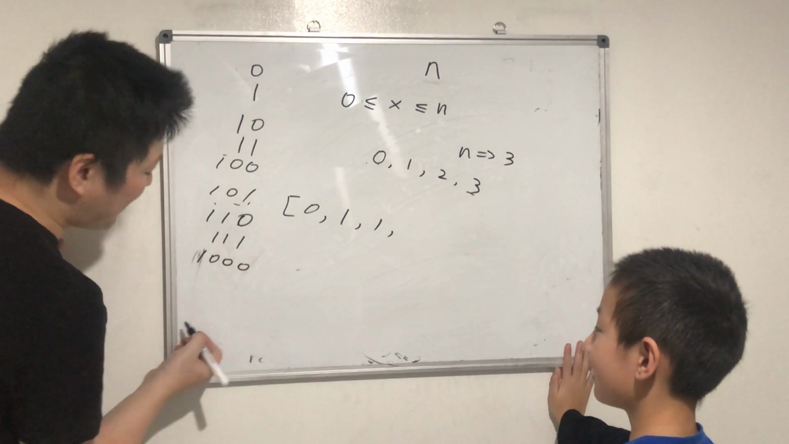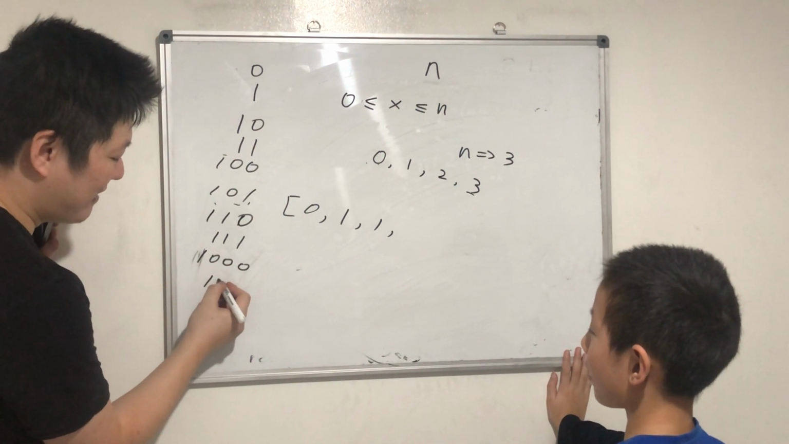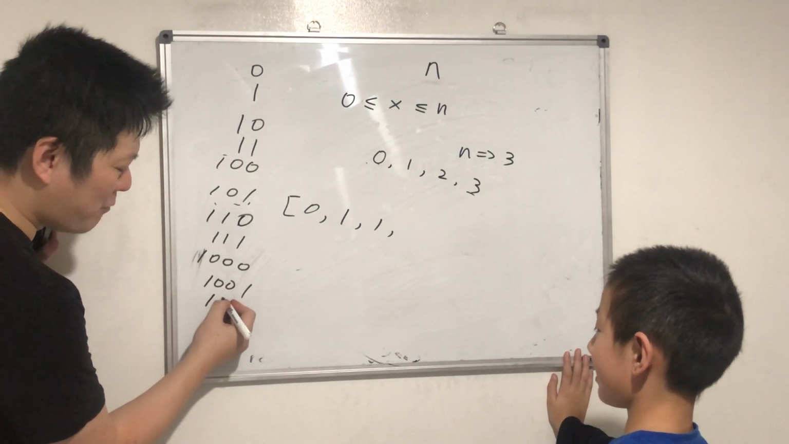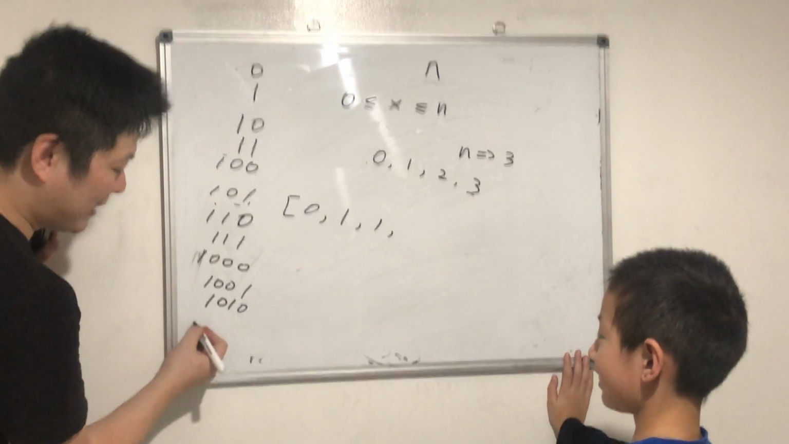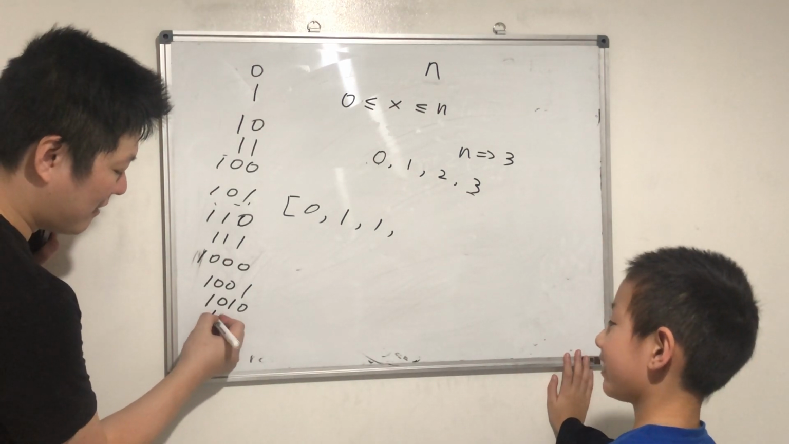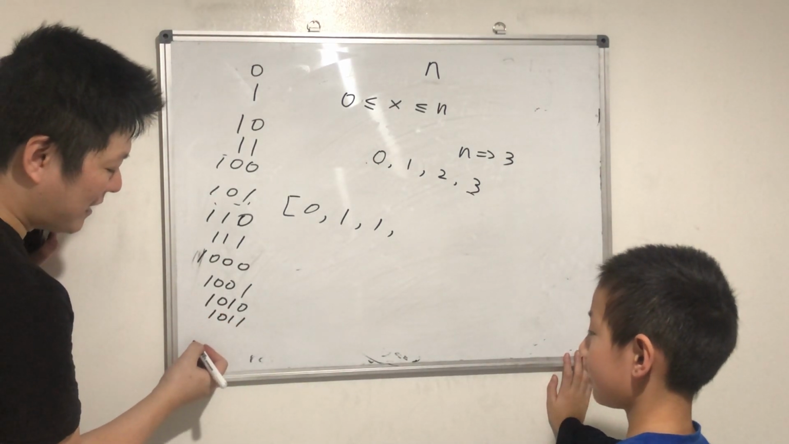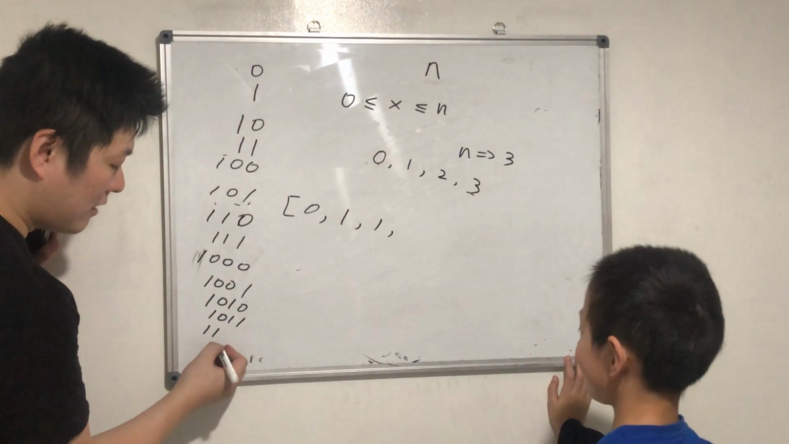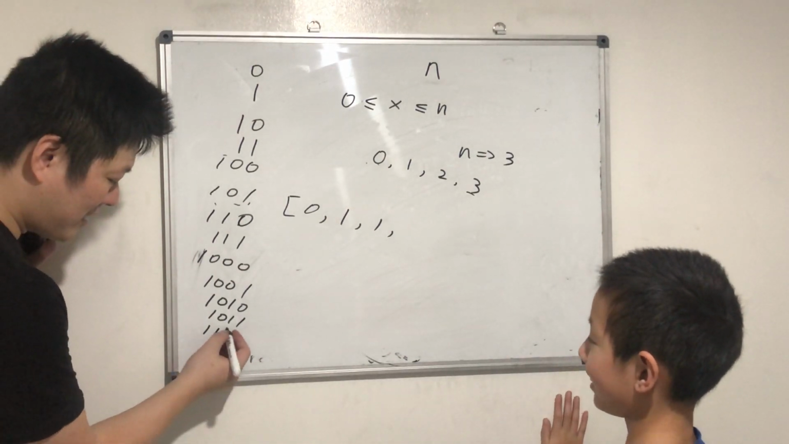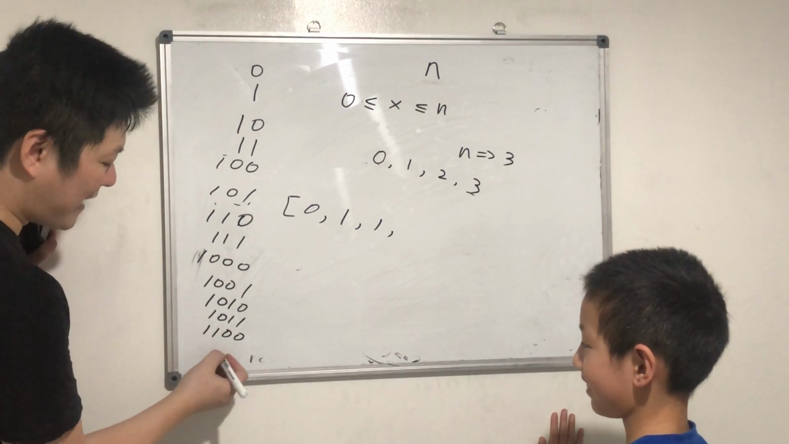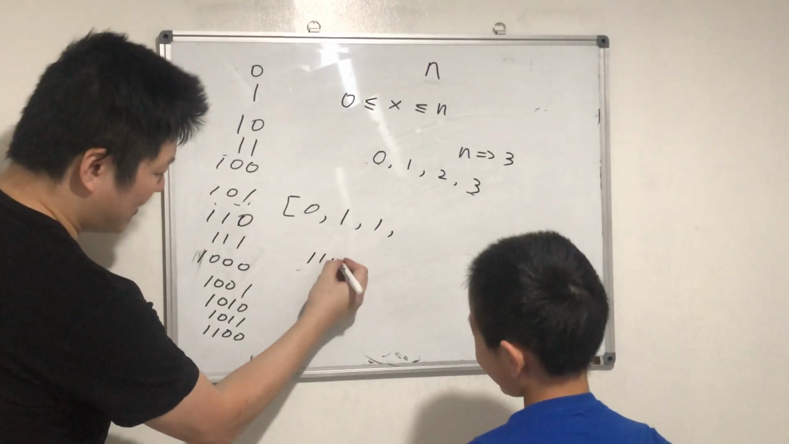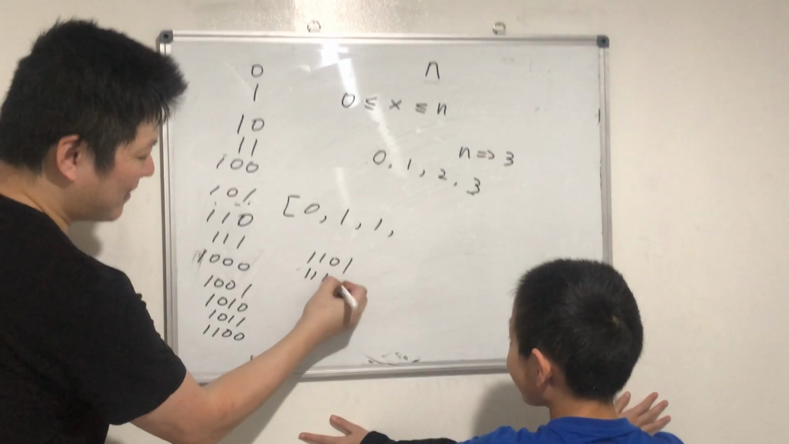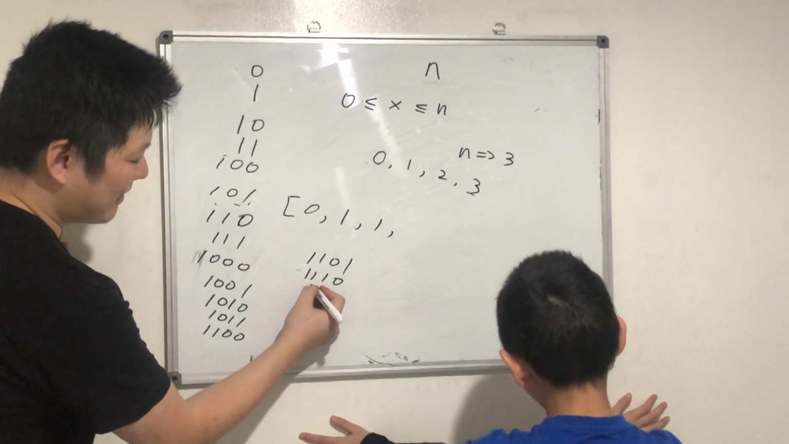Well done. And what's next? 1, 0, 0, 1. What's next? 1, 0, 1, 0. What's next? 1, 0, 1, 1. What's next? 1, 1, 0, 0. What's next? 1, 1, 0, 1. What's next? 1, 1, 1, 0. What's next? 1, 1, 1, 1.